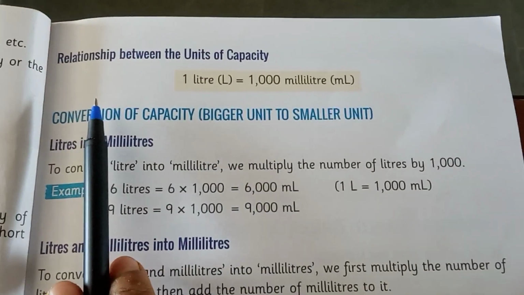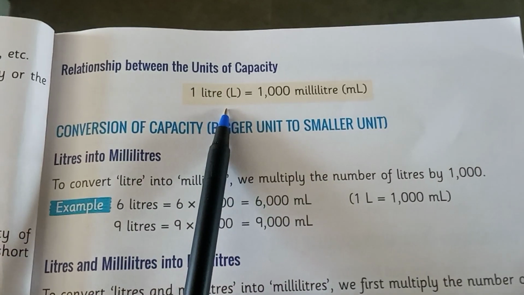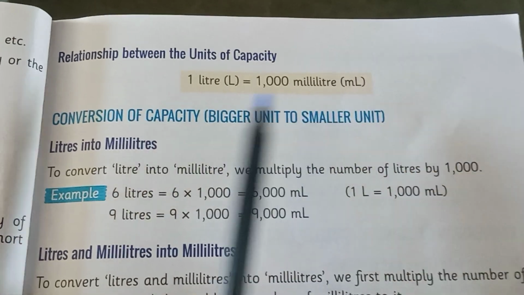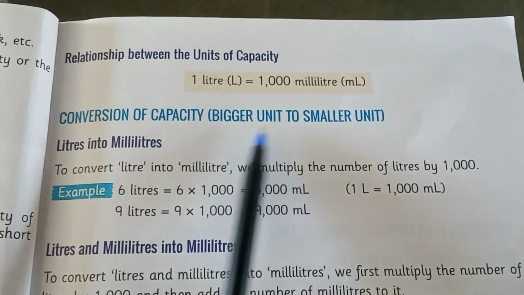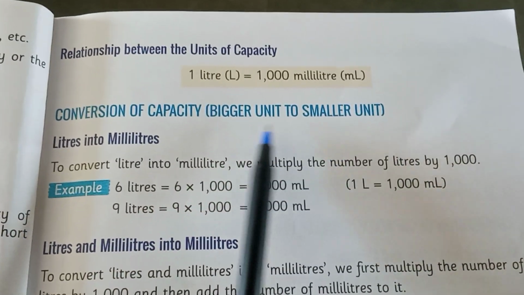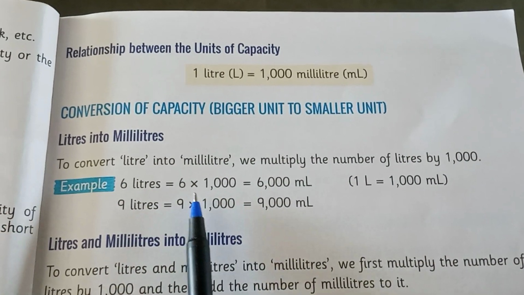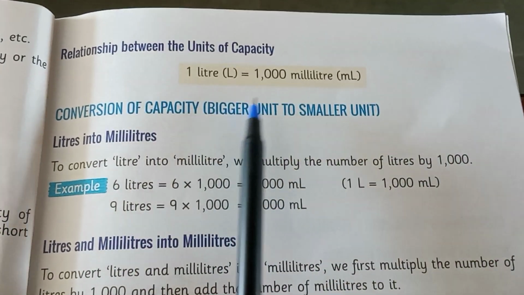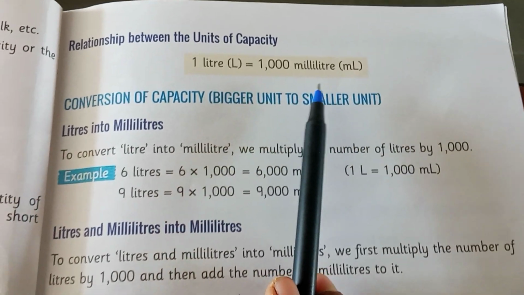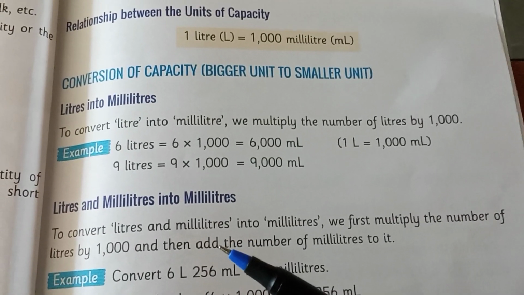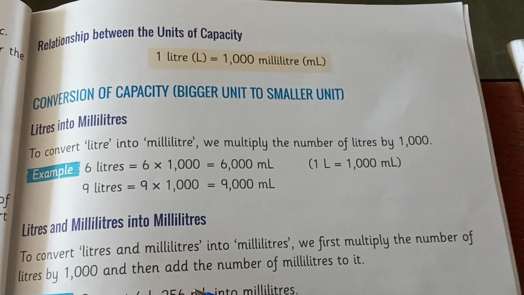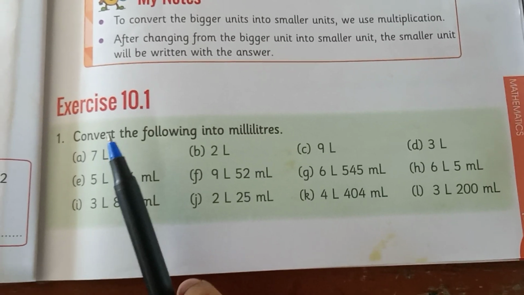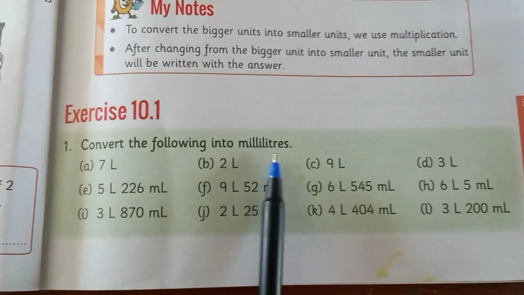Now children, relationship between the units of capacity. 1 liter equals 1000 milliliter. Now we are moving to the conversion of capacity from bigger unit to smaller unit. To convert bigger unit to smaller unit, we do multiplication and we will multiply by 1000 because 1 liter equals 1000 milliliter. And to convert smaller unit to bigger unit, what will you do? Yes, we will divide by 1000. Very good.